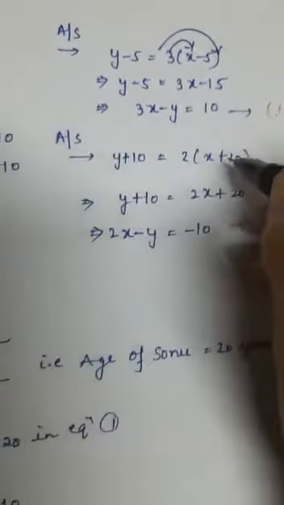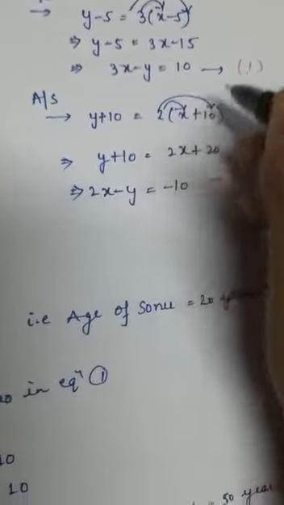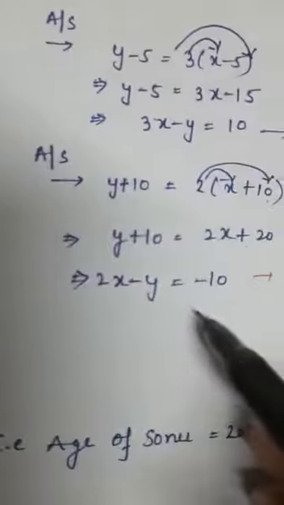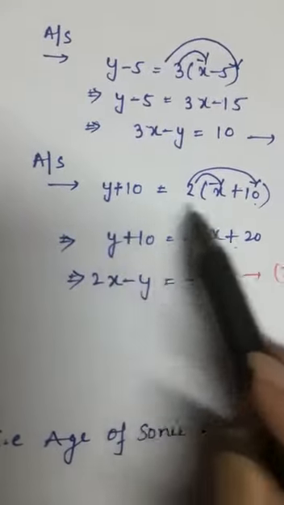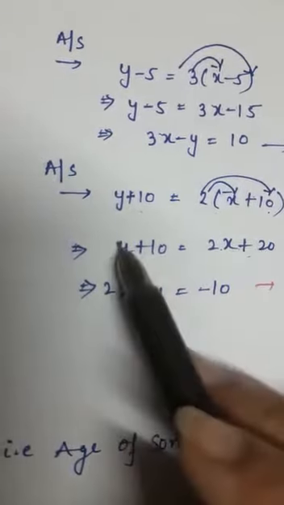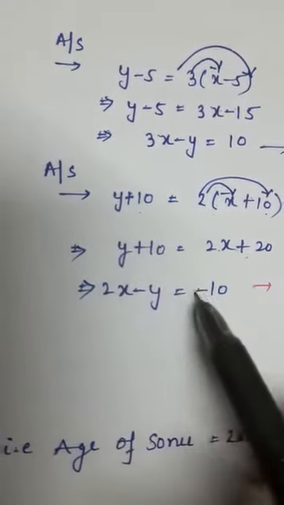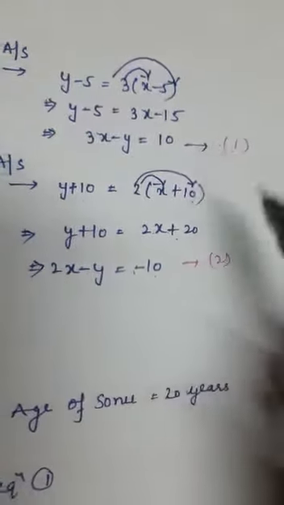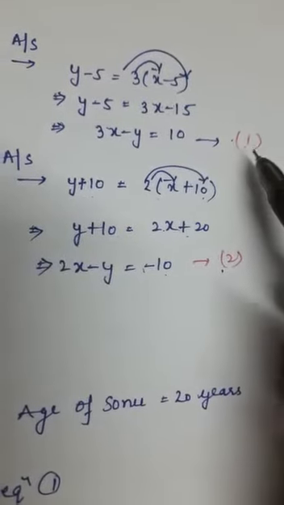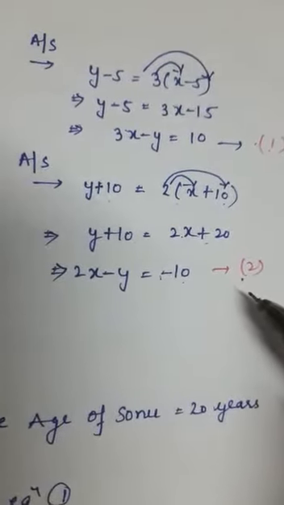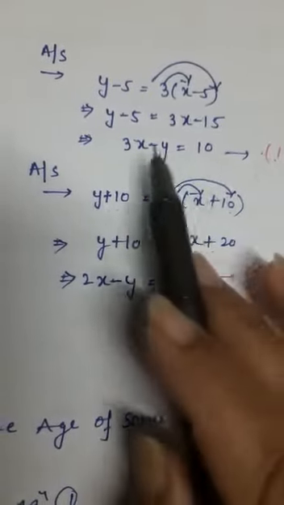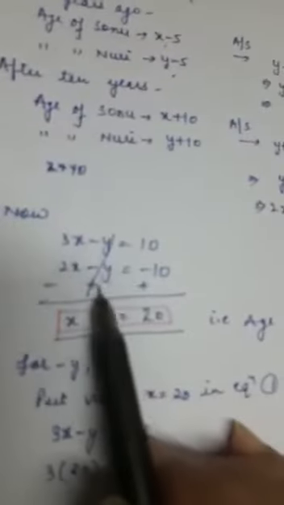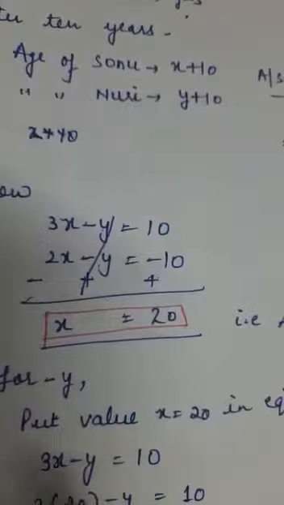Now multiply it and solve it. So what will I get? By shifting to the right hand side, 2x minus y, and shifting the 20 to the left hand side, 10 minus 20, that will be minus 10. So my two equations are ready. Now you can use the elimination method for the solution of x and y. Just see, my two equations are there: 3x minus y is equal to 10 and 2x minus y is equal to minus 10.